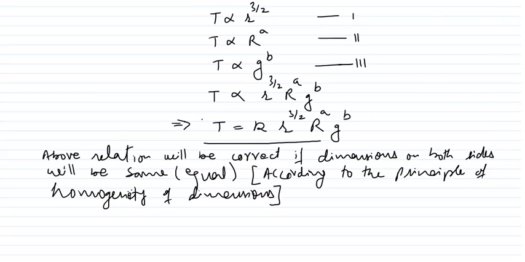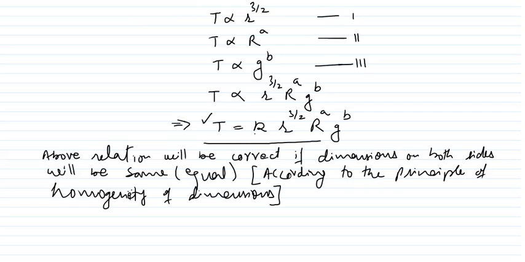So therefore, according to this principle of homogeneity of dimensions, this relation will be true if the dimensional formula on both sides are the same. Clear? So therefore we will write the dimensional formula of each and every quantity.